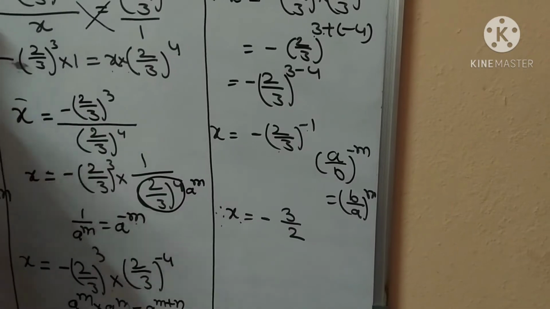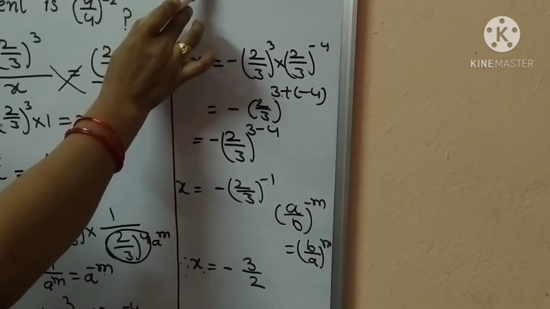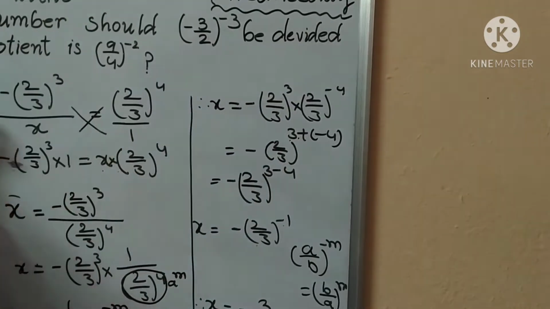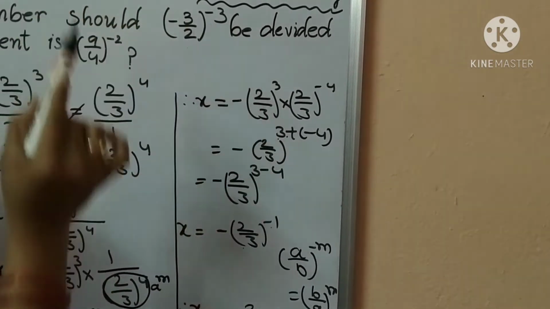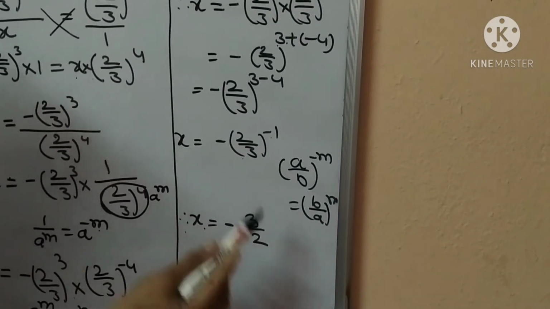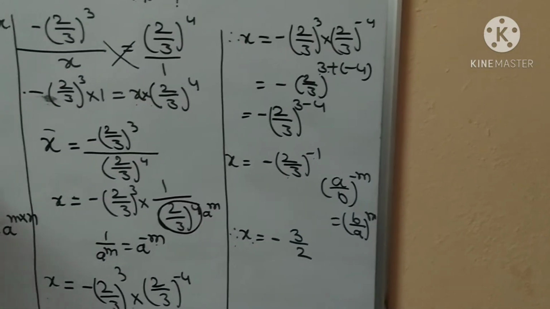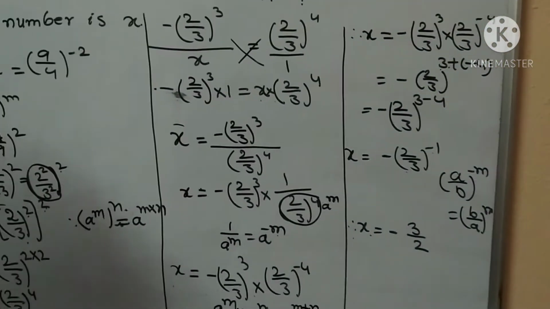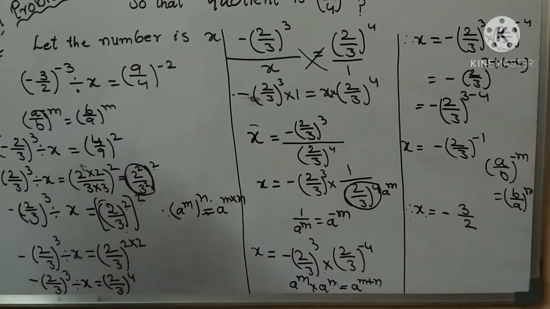So here, by what number should (minus 3 by 2) whole power minus 3 be divided so that the result is (9 by 4) whole power minus 2? So (minus 3 by 2) whole power minus 3 divided by (3 by 2) equals, we will get the coefficient (9 by 4) whole power minus 2. Okay children, did you understand? So therefore x value equals minus 3 by 2.